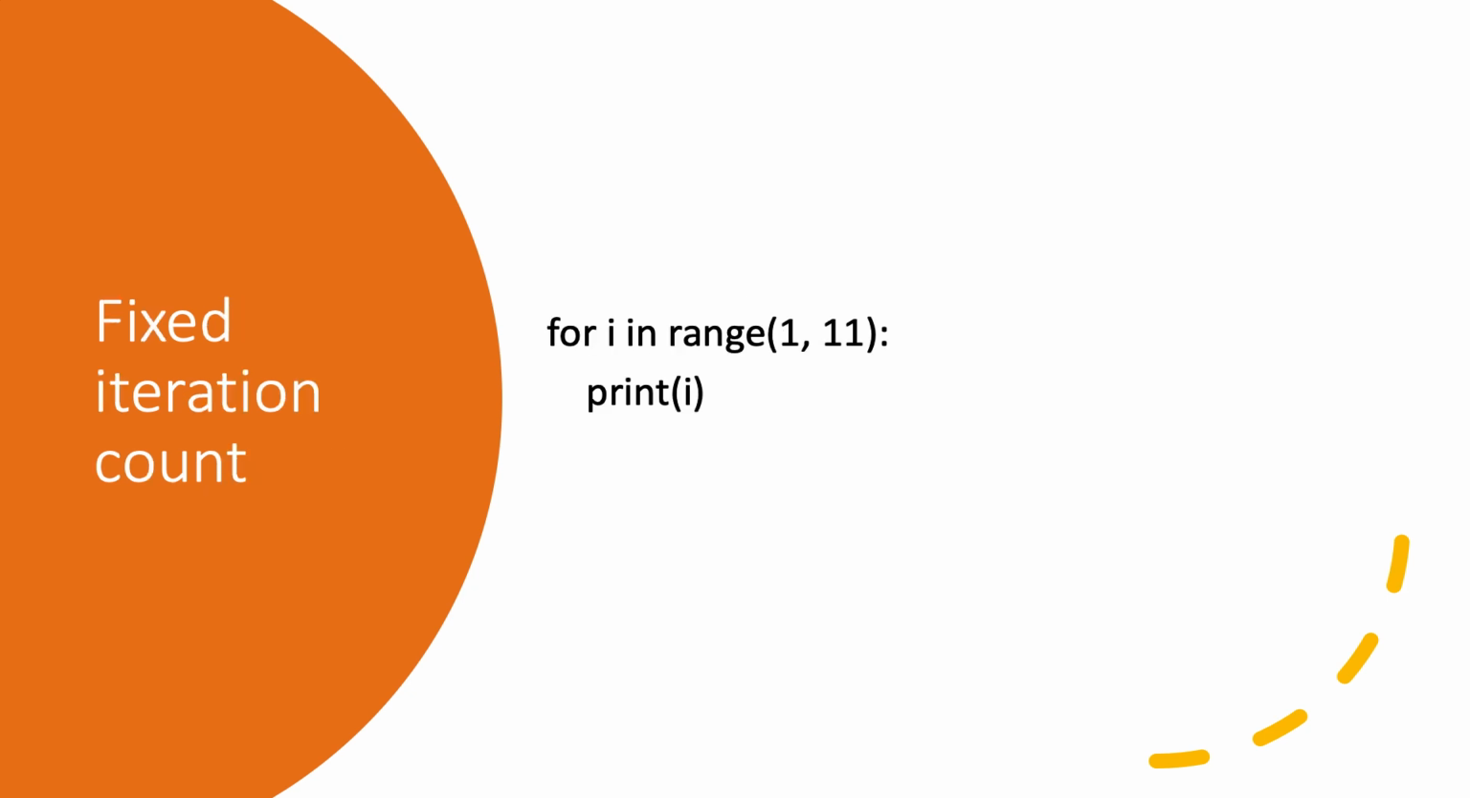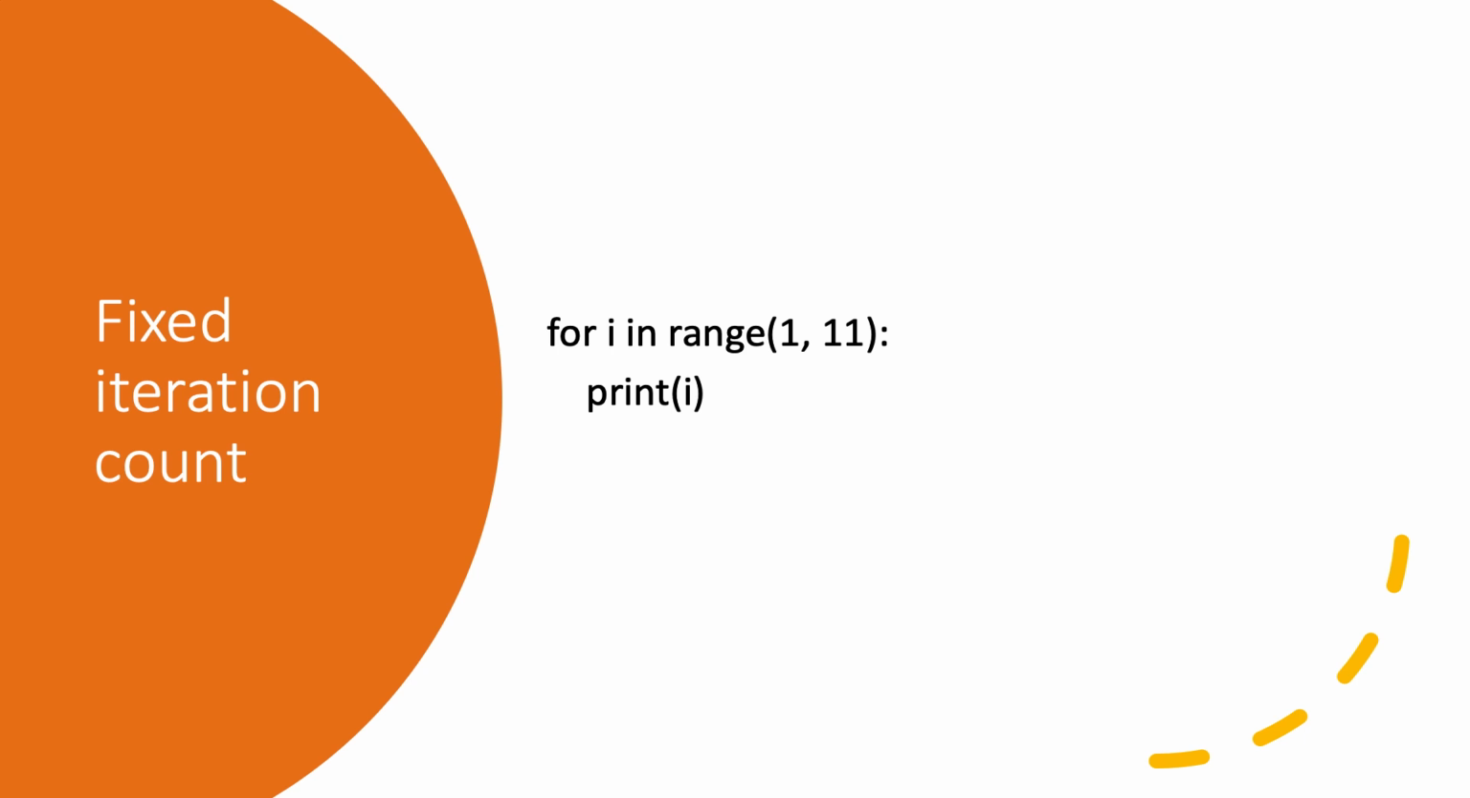Alright, in the code provided here, we see a for loop, which again, as we know by now, is a control structure that allows a block of code to be repeated a certain number of times. Now this loop here uses the range function to create a sequence of numbers from 1 to 10. And for each number in the sequence, the loop's body, which contains the print I statement, is executed.